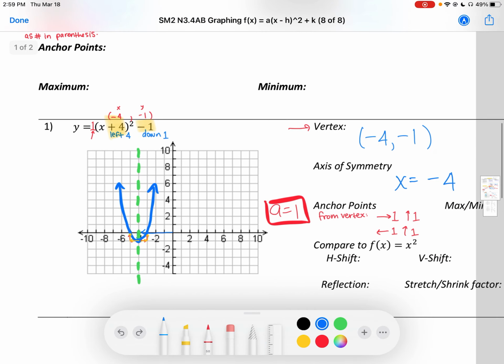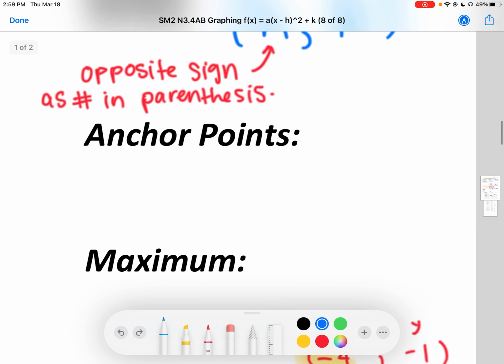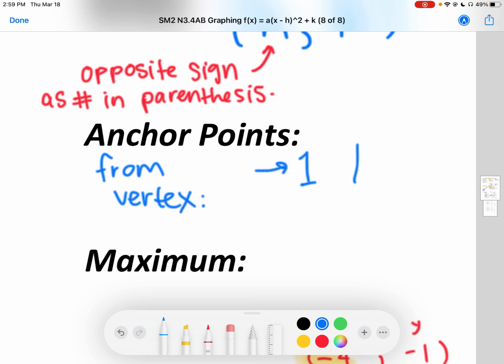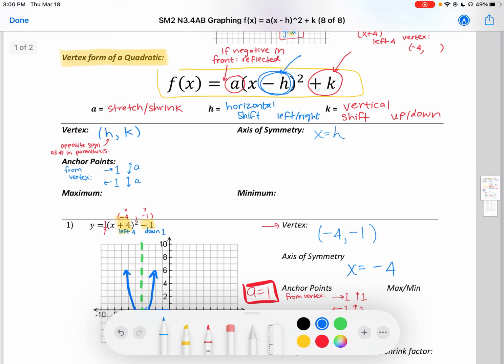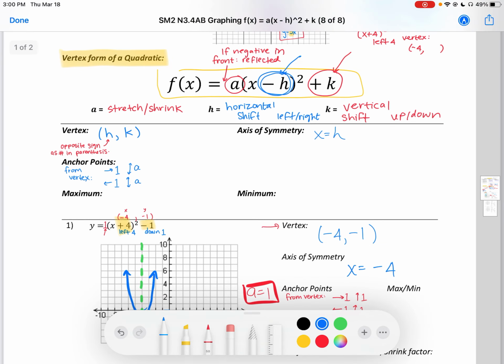Basically, how we find these anchor points, you can fill this in up here: from the vertex, we're going to move right 1, and we're going to move up or down based on what a is. Then I'm going to move left 1, and move up or down based on what a is. Again, this will make more sense when we get more practice. Okay, all right.